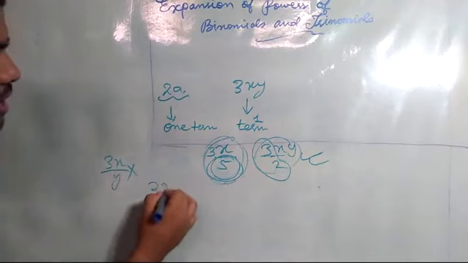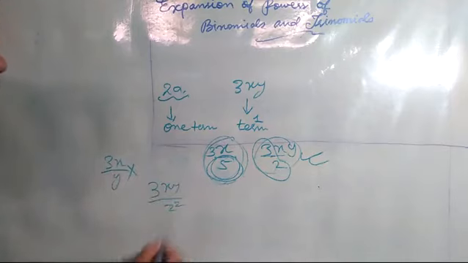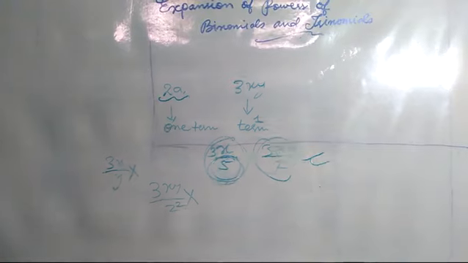If I write 3xy upon z square, this is not a term. In algebra, it is not called as term. So if it is written in the numerator form with the variables and constant should be in the denominator, then only it will be called as term.